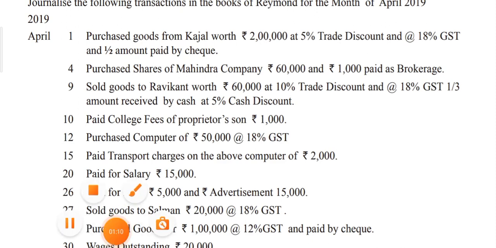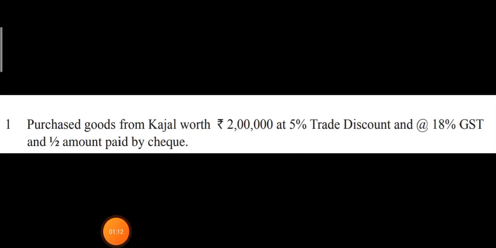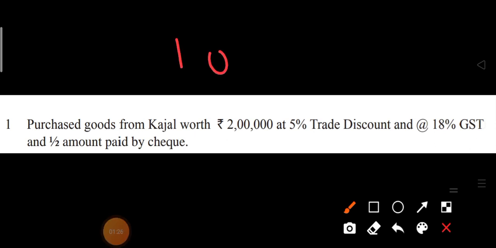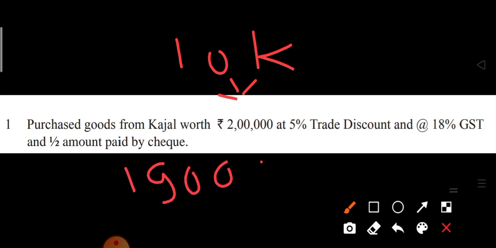So here is your first transaction. On the 1st April, purchase goods from Kajal worth rupees 2 lakh at 5% trade discount. So first 2 lakh into 5%. This comes to 10,000. So this 10,000 you have to minus from this 2 lakh. So your total purchase amount is how much? 1,90,000. This is your purchase figure. Then 18% GST and half amount paid by check.